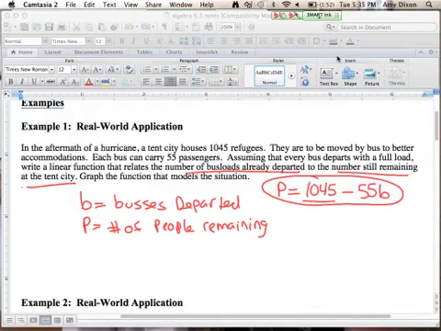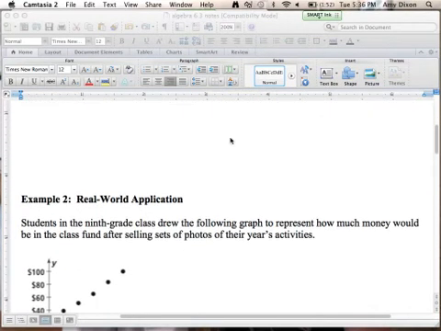For graphing that function, we are going to do that in class tomorrow. So right now we're just setting these up. We'll do this graph tomorrow. All right, let's look at example 2.